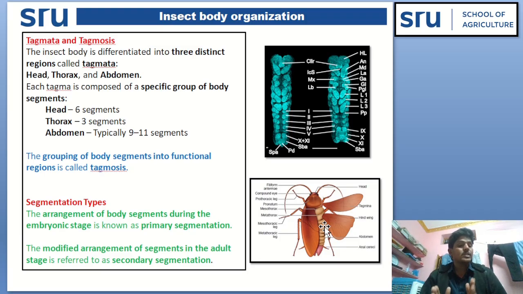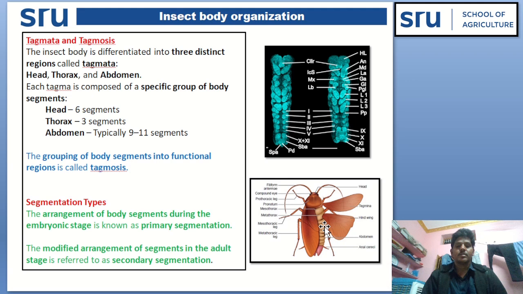So grouping of body segments into a functional region. For example, head is a functional region. Here we are grouping 6 segments into a functional region, that is the head. Therefore, the grouping of body segments into a functional region is known as tagmosis. Tagmata is equal to region: head tagmata, thorax tagmata and abdomen tagmata. See, in the abdomen 11 segments are there. So these 11 segments are combined, grouping these 11 segments into a functional region, that is the abdomen. Such grouping is known as tagmosis.